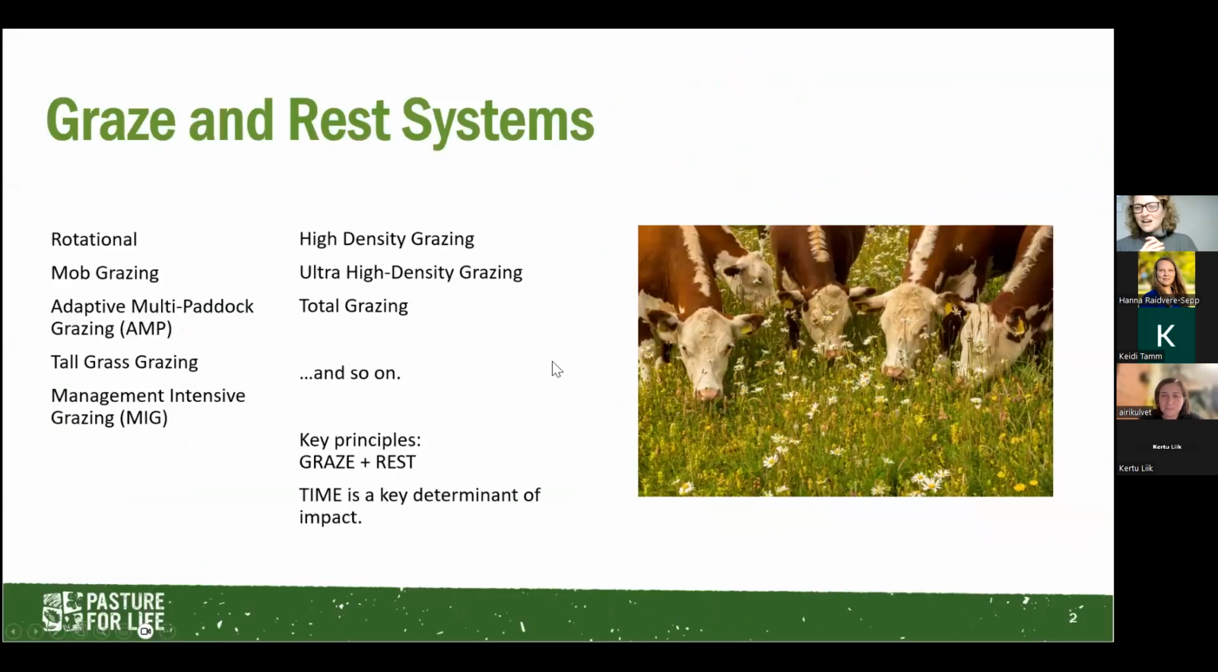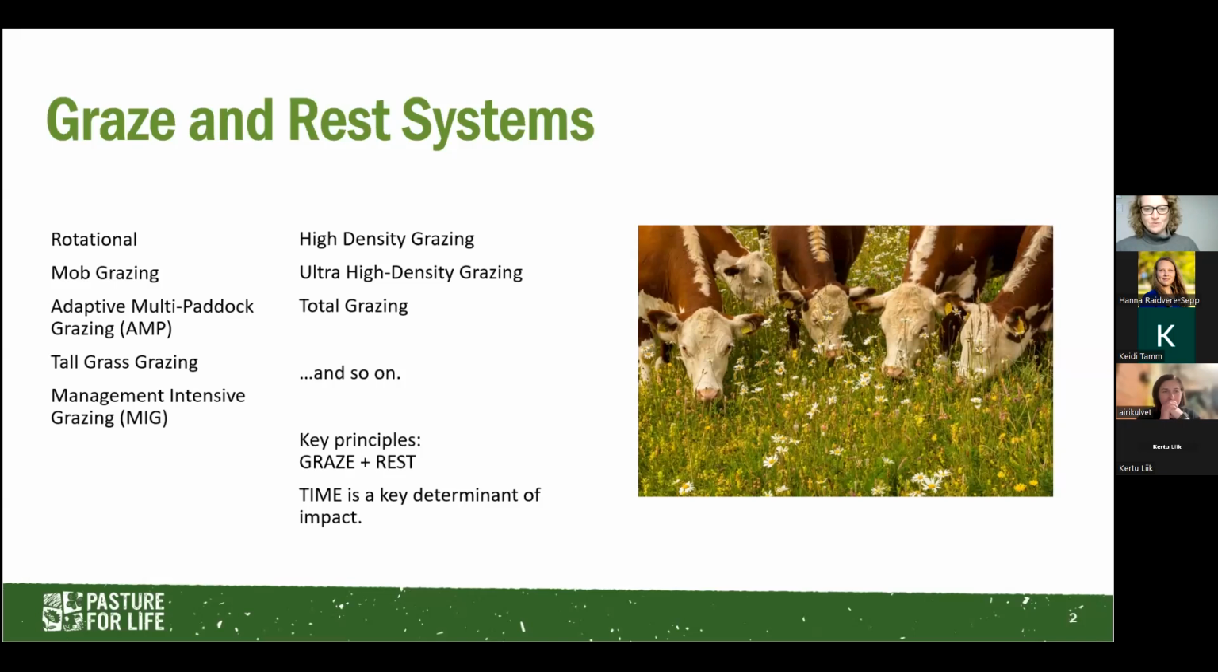So I want to talk about graze and rest systems today. And there's lots of different words that are used for graze and rest systems, like rotational grazing, mob grazing, AMP, management intensive, lots of different ways of saying these things. So you can look them up on Google to find all different types of grazing management, but essentially they all have key principles of creating grazing periods followed by rest periods, with time being the main aspect that we need to think about.